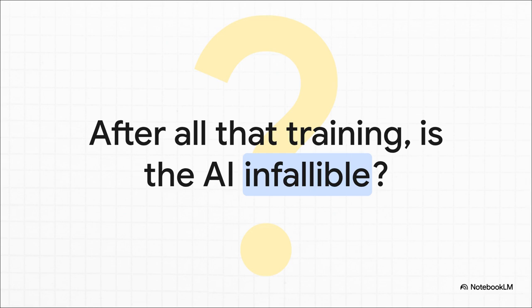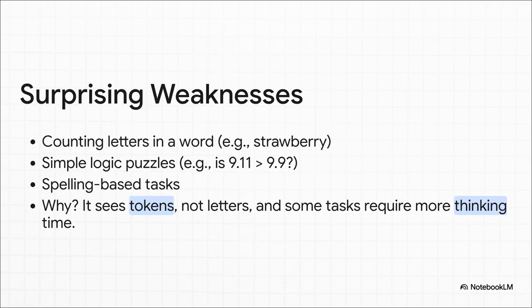So, the big question, after all that training, is this AI infallible? The answer is a definite, resounding no. And honestly, its failures are just as fascinating as its successes. The best way to think of its capabilities is like a block of Swiss cheese. It can be absolutely brilliant, tackling PhD-level questions in one breath, and then completely faceplant on something that seems simple to us. Ask it to count the letter R in strawberry or solve a basic logic puzzle, and it might just fail spectacularly. And why? Well, remember, it sees tokens, not letters. And some of these simple tasks actually require more thinking time, more steps than it's used to taking.